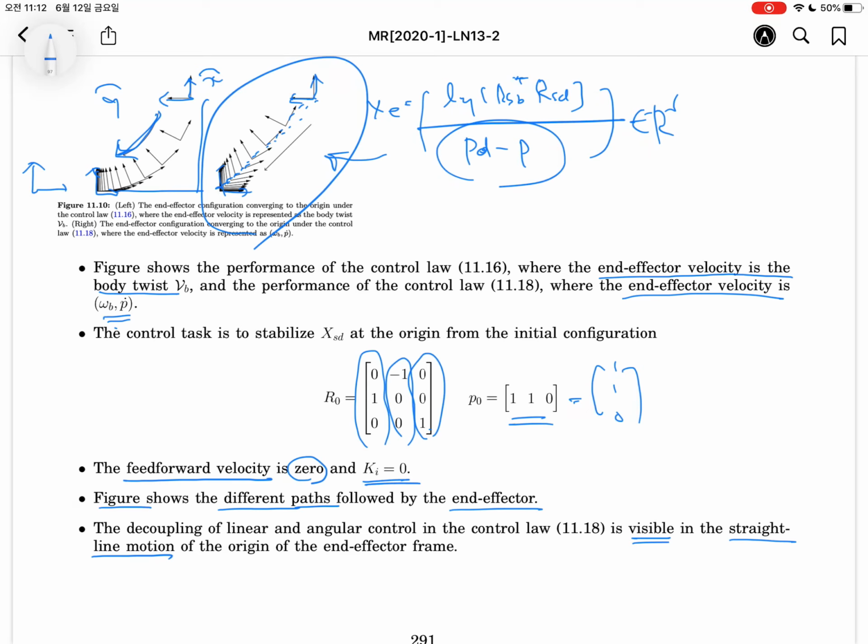The next issue will be chapter 11.4. In that case, we will use the control input as a joint torque. And nowadays, we are using the electric current to mimic the joint torque.